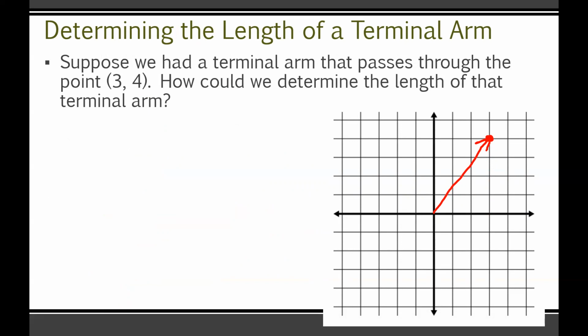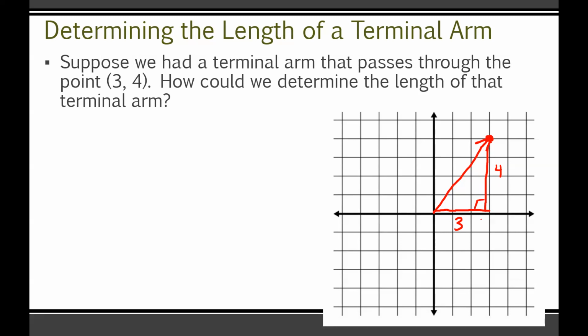So that we can actually utilize something that we would have done in the past in previous math courses. Think about how you could form a triangle using this terminal arm. The way I'm thinking about it is maybe using this length right here and then this length this way. Well, we know this length is 3 and we know this length is 4, just count the squares, right? 3, 4. We're looking for the length of the terminal arm, which is the diagonal here.